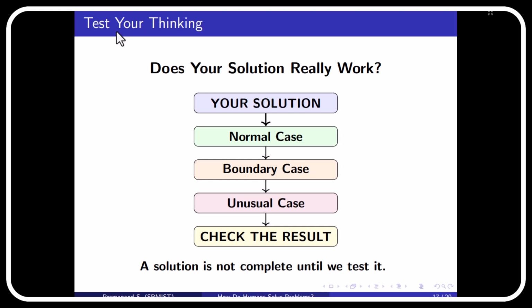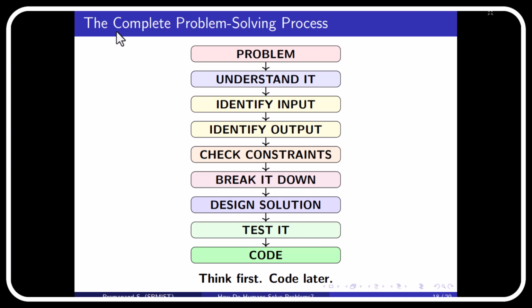Now let's put everything we have learned into one complete process. Someone gives you a problem. First, understand it. Identify the input. Identify the output. Check the constraints. Break the problem down. Design your solution. Test it. And finally, code. Look at where the code appears, almost at the end. That's intentional. Think first, code later. So if you develop this habit, you will approach programming problems very differently.